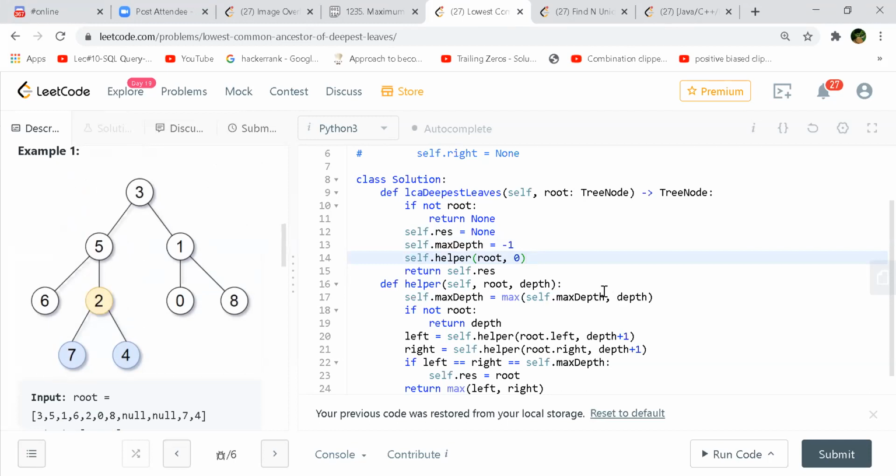Initially your depth is 0, and your max depth is -1, right? So max depth will be 0 initially. Now, if you are at a leaf, like if no root is there, we'll return. Otherwise, whenever you go to the next, left and right, we increase the level by 1. I mean, 3's left is 5, and 3's right is 1. The depth will increase by 1. And if the depths of left and right are the same, then in the result we are returning that particular root as the common ancestor. And at last, we'll have the max of left and right.